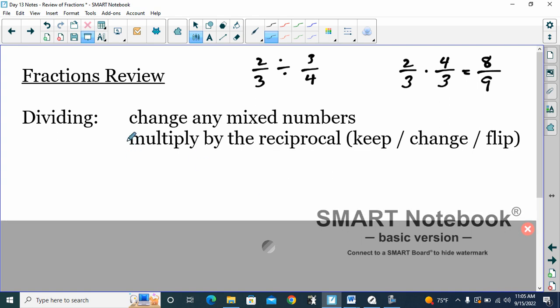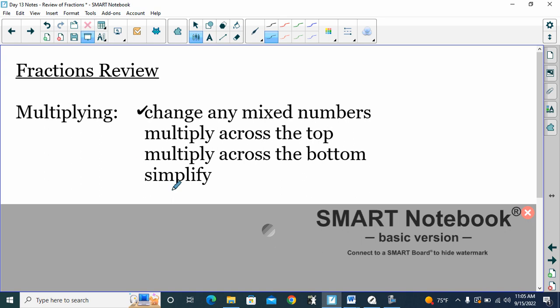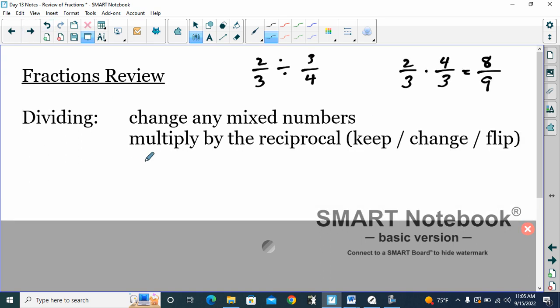And I didn't put it up here. After you multiply by the reciprocal, it's on this multiply list here, but I'm going to put it here as well. Simplify it here as well. You always want to end by simplifying.